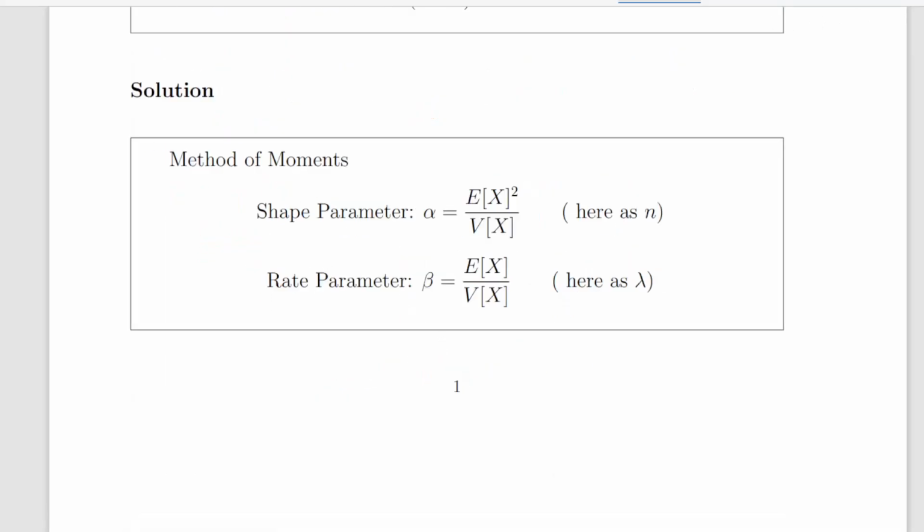To tackle this problem, we're going to use the method of moments for the gamma distribution. The shape parameter here, I'm denoting as alpha because this is coming from a textbook as well, and that is the expected value of x squared divided by the variance of x. The rate parameter beta is the expected value of x divided by the variance of x. Again, we're using the notation n and lambda later on.